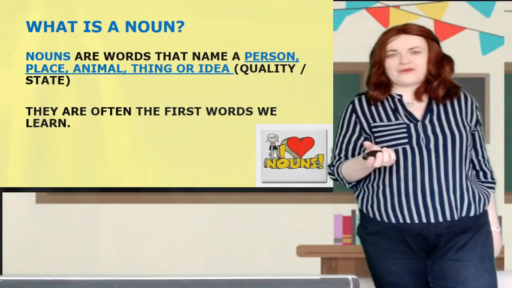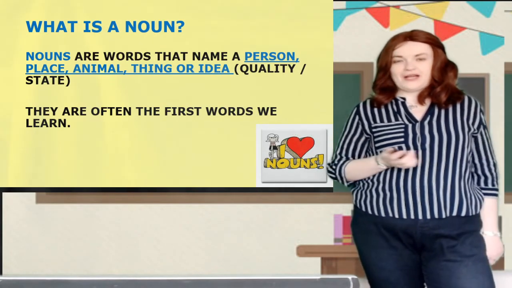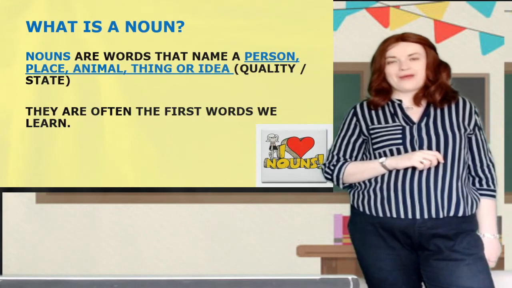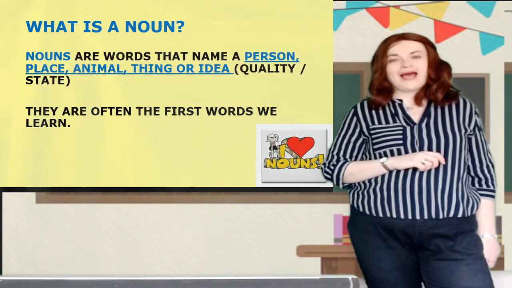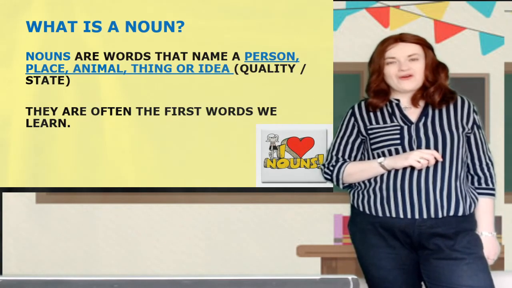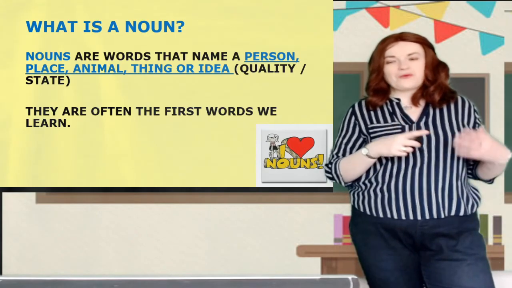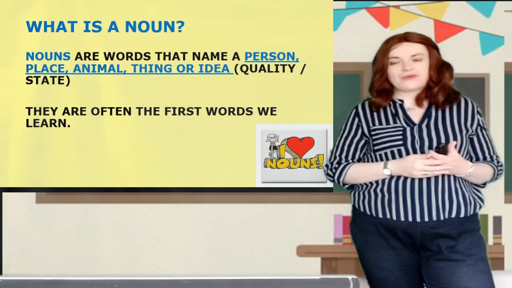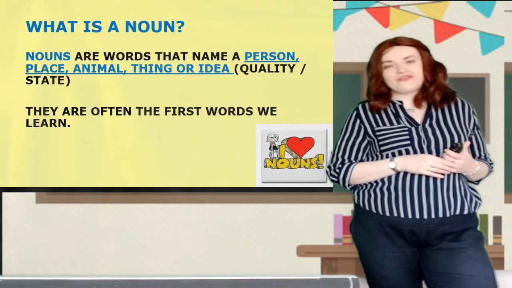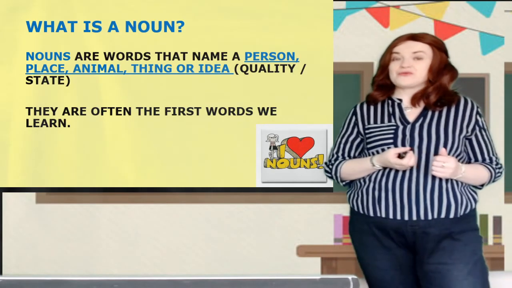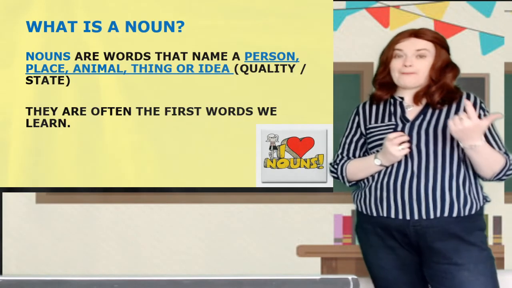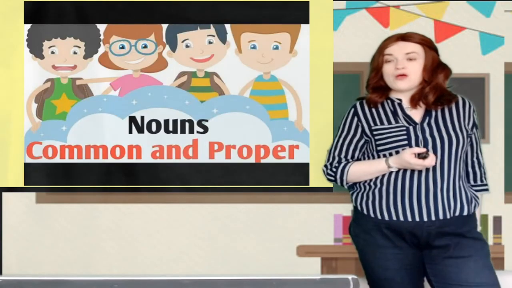So what is a noun? I hear you cry. Nouns are words that name a person, place, animal, thing, or idea. An idea could be like a quality or a state, a state of mind. They are often the first words that we learn. So: the cat sat on the chair.